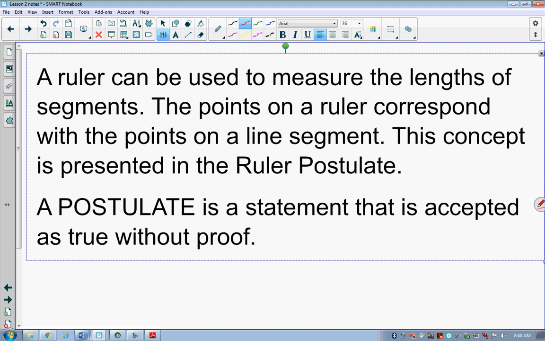What's more important than the ruler postulate is knowing what a postulate is. Because what we have in math, specifically in geometry, is we have 2 things. One is a theorem and one is a postulate. And we're going to use both of those extensively. A postulate is a statement that is accepted as true without proof. A theorem is typically proven, and we go through steps to prove theorems. A postulate is accepted as true. We don't have to go through steps to prove that it's true. It's widely accepted and agreed upon.